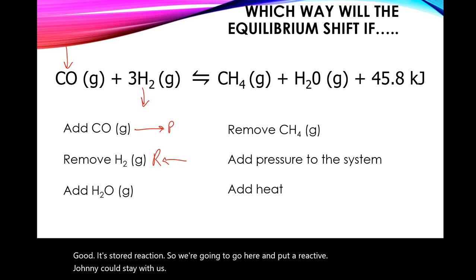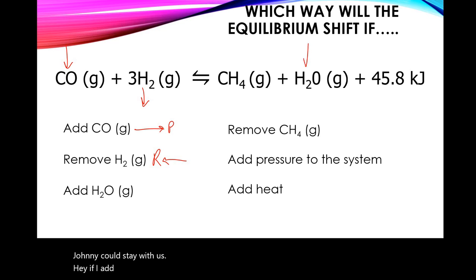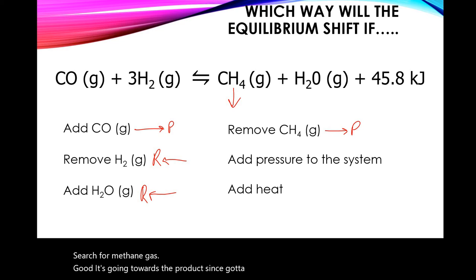Okay, if I add H2O, putting stuff in right here, which way is it going to shift? Which way is it going to shift if I put in H2O? Yep. It's going to go back towards the reactant, so we'll go away from that pile. All right, what if I erase some of these now up here so it wouldn't get crowded? If I take out CH4 methane gas. Good, it's going towards the product, so it's got to fill that hole I just made.